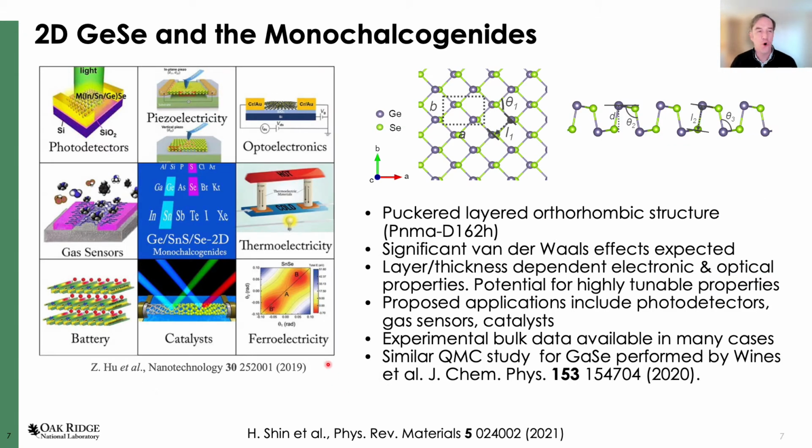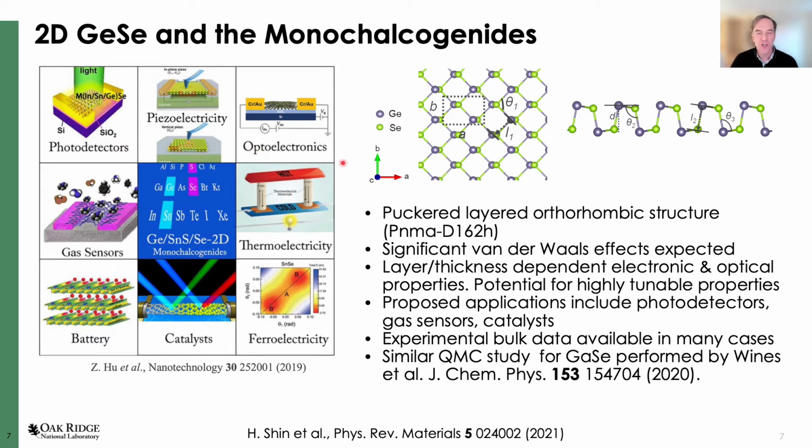So let's now move on to our first major topic. That is our investigation in 2D germanium selenide, and more generally the monochalcogenides. And like a lot of 2D materials, there's huge promise in these materials for a broad range of applications and realizing a large number of physical properties in these 2D materials. And of course, we would like to be able to predict the properties accurately and reliably for them.